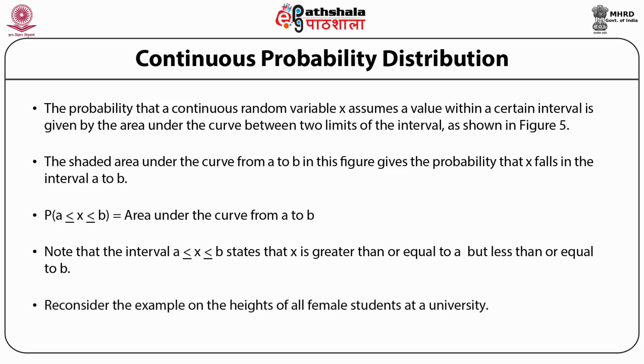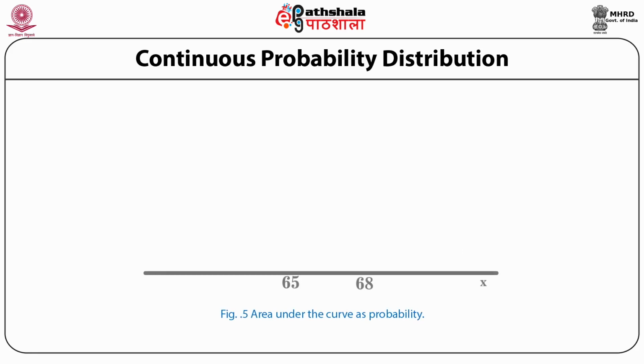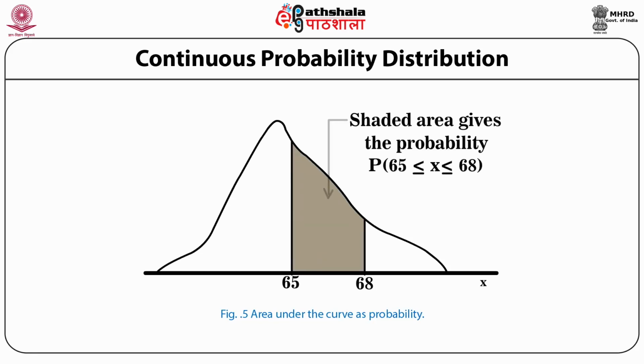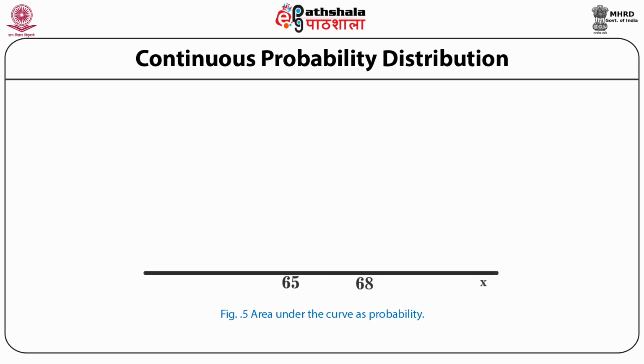Reconsidering the example of heights of all female students at a university. Now in figure 5, area under the curve as probability. The shaded area gives the probability between 65 and 68. This area is, according to the table, more than 65 and less than 68. So this area is between 65 and 68.